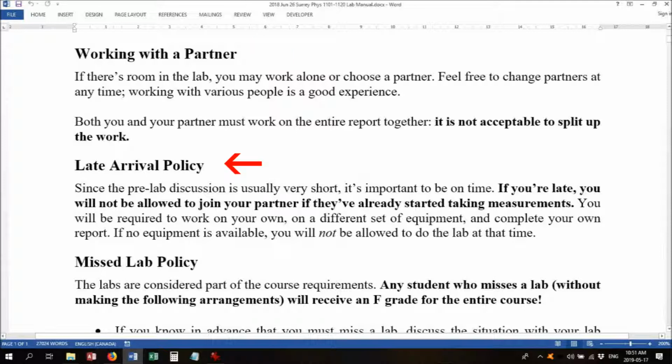The late arrival policy is that if you're more than about 5 or 10 minutes late, or it seems like you didn't watch the introductory video, then you'll be required to work alone that week.